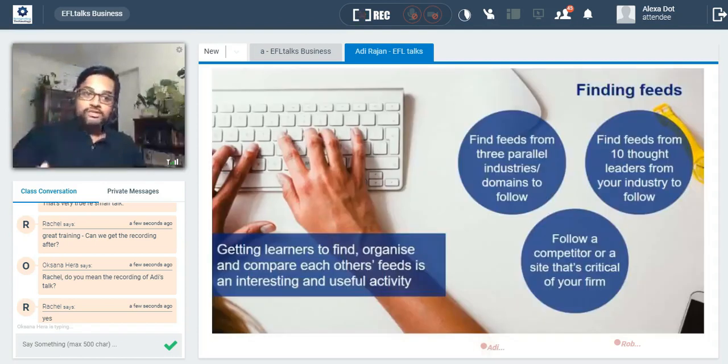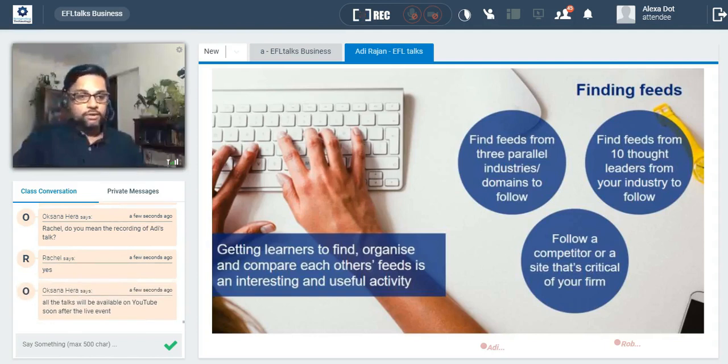When I initially introduce my learners to Feedly, I find that's also a very interesting and useful activity. I get them to download the app, and then I have them populate the app with articles that might be relevant to them. And I don't make this general. I don't just say, go out and find some articles. I give them specific tasks like the ones I have on the slide. Find feeds from 3 parallel industries or domains to follow.